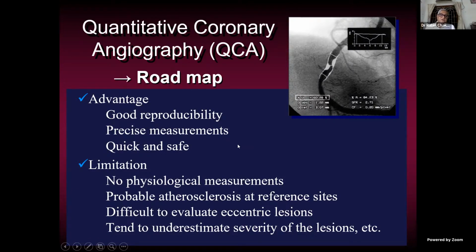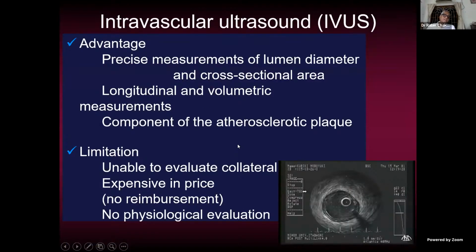But with IVUS, the advantage is precise measurements of lumen diameter and cross-sectional area, longitudinal and volumetric measurements, and components of the atherosclerotic plaque can also be understood by the intravascular ultrasound imaging technique. However, we have some limitations, like being unable to evaluate the collateral vessels. Now, of course, there is some cost that we need to understand. And still today, we do not have an accurate physiological evaluation of those coronary lesions.